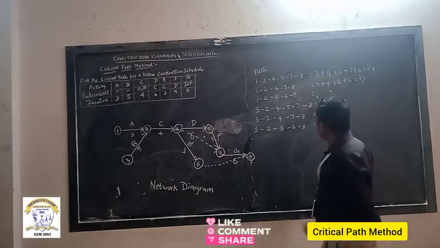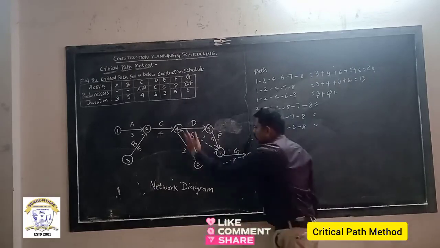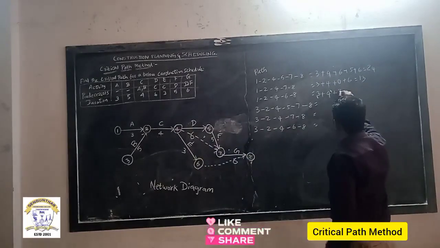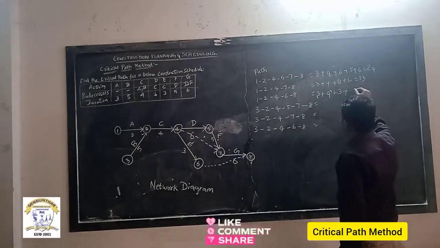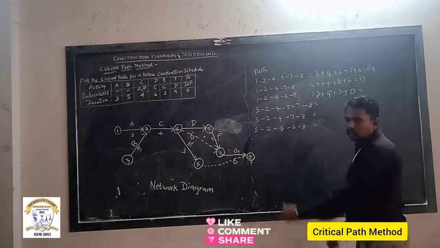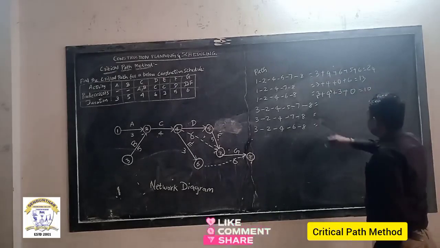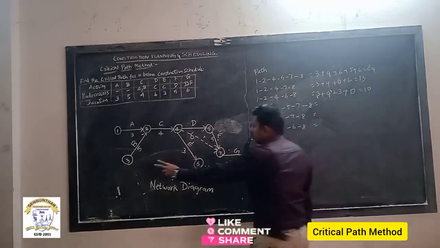The next path, 1 to 2 is 3. 2 to 4 is 4. 4 to 6, the respective duration is 3. And 6 to 8 is also a dummy activity, so that's why I put 0 here. So 3 plus 4, 7. 7 plus 3, 10.